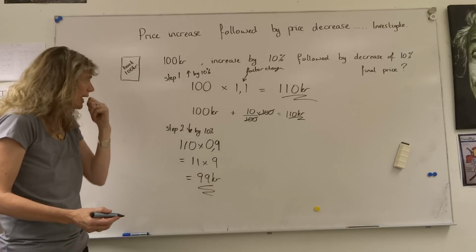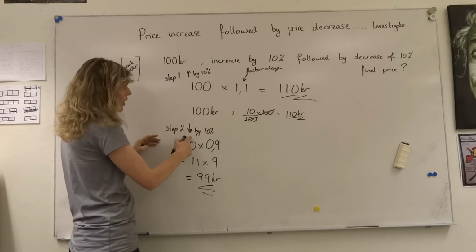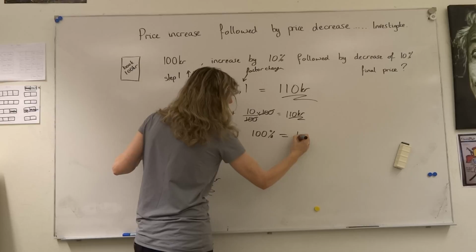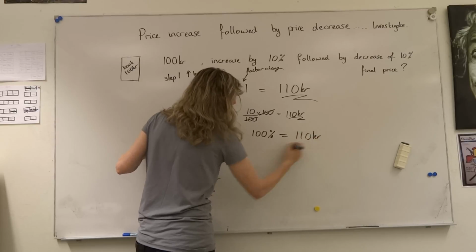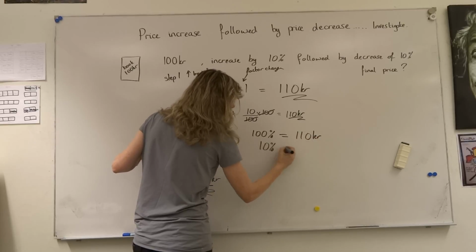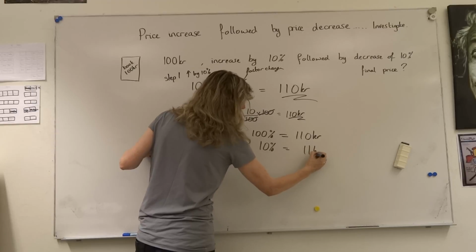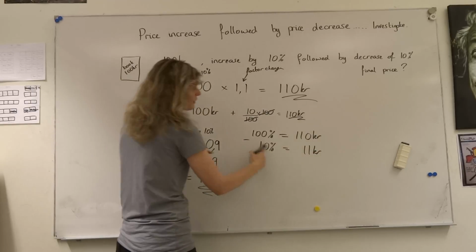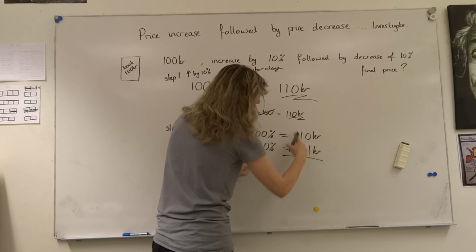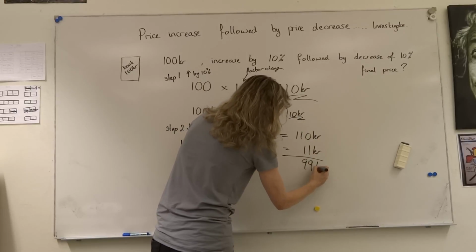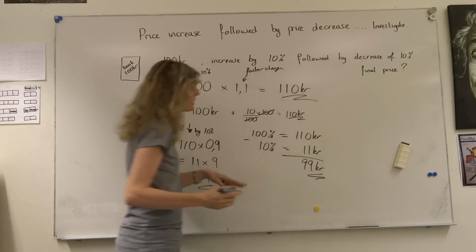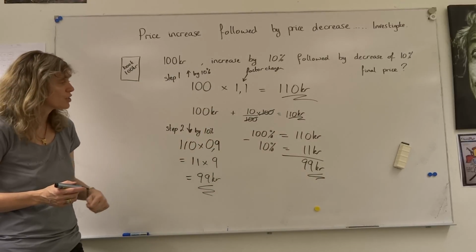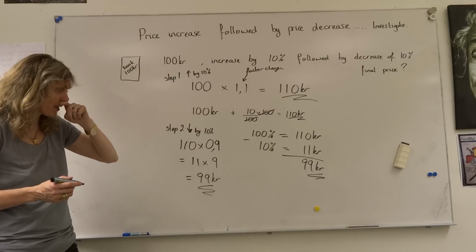Another way of doing it is to think that, okay, if 100% is equivalent to 110 kronas, then 10% must be equivalent to 11 kronas. And if we want to know what the new price is after we've taken off 10%, we can do 110 minus 11, which would give us 99 kronas. So there's different ways of using this. You get actually more points if you use the factor change method, multiplying directly by 0.9.